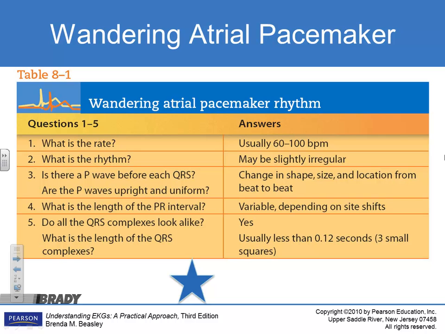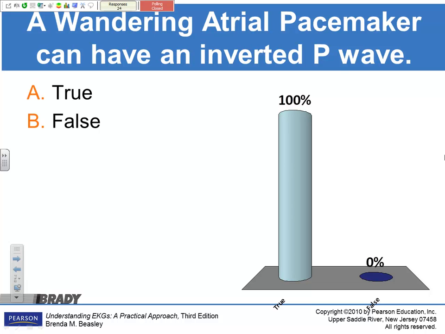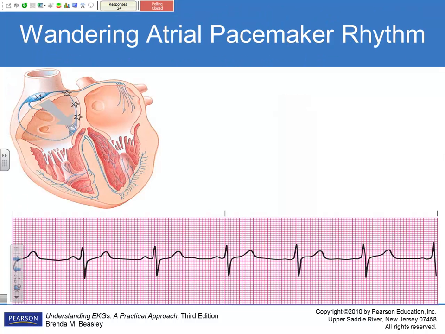All right, got to start here. Get ready. A wandering atrial pacemaker can have an inverted P wave. True or false? This is 100%, I hope. I think next time I'm going to really hand these out so I know who's voting how. Oh, good job. Oh, yay. Yes, finally. Good job.